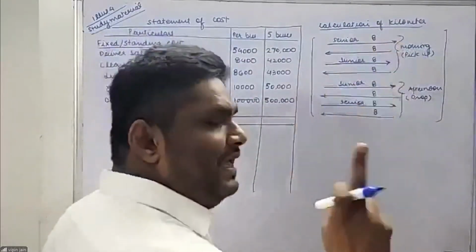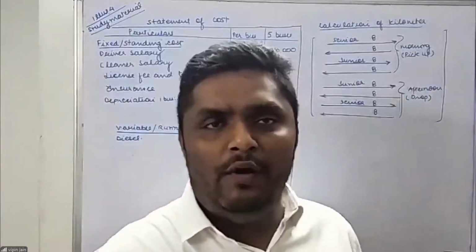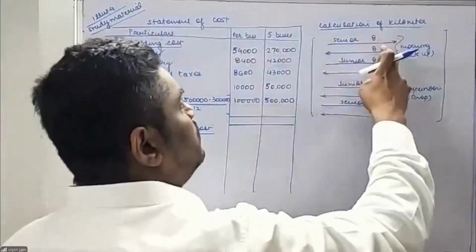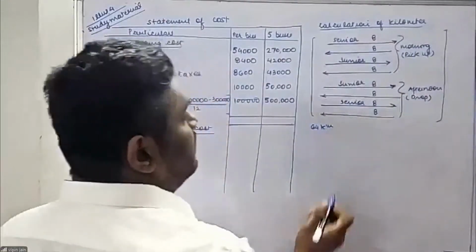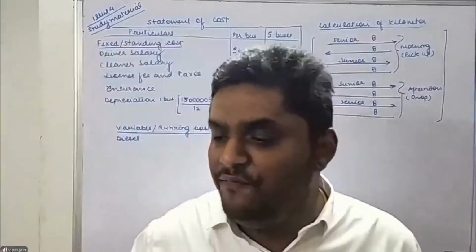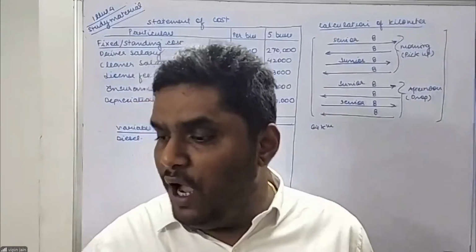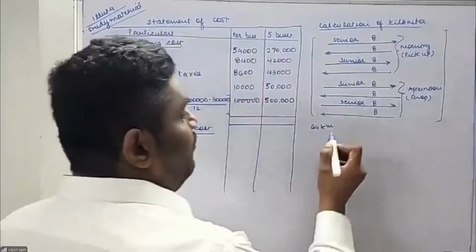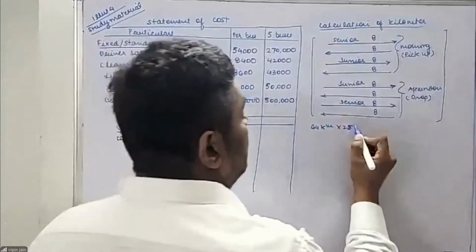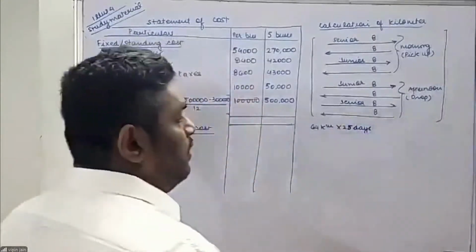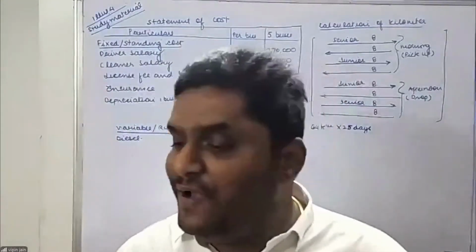So in short, a bus is traveling for how many kilometers in a day? Very important. 64 kilometers in a day. A bus is traveling for 64 kilometers in a day, and for how many days in a month? For 25 days in a month. So 64 kilometers in a day into 25 days in a month.